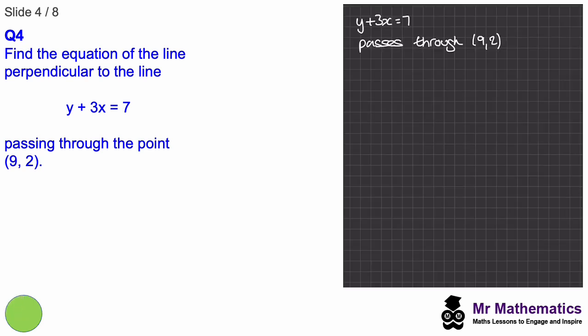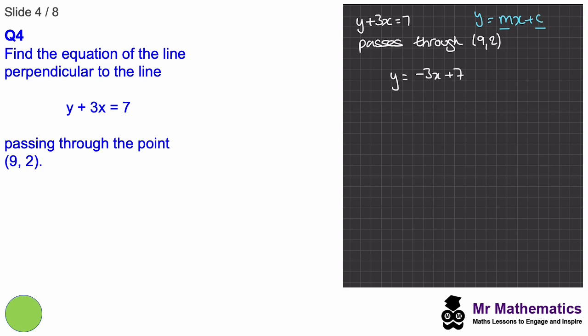To find the equation of a line which is perpendicular to this and passes through the point 9, 2, I need to arrange this equation in the form y is equal to mx plus c, where m is the gradient and c is the intercept. So I need to make y the subject. So I'm going to begin by taking away the 3x from both sides. So y is equal to minus 3x plus 7.